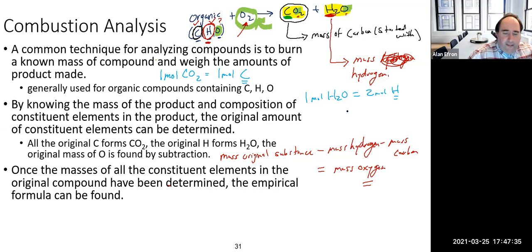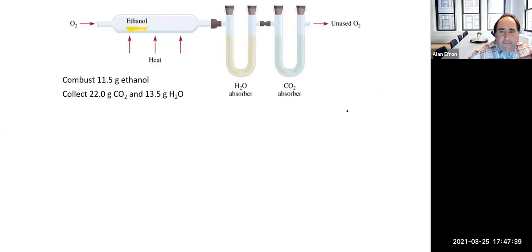Okay, so let's go through one here together to see how we would work it out. This is the setup here. We have some oxygen coming into this closed system. We have our ethanol here, which is made out of carbon, hydrogen, and oxygen. We're going to heat this up, and it's going to start to evaporate and come through here. Through this first guy, we're going to collect all the water.